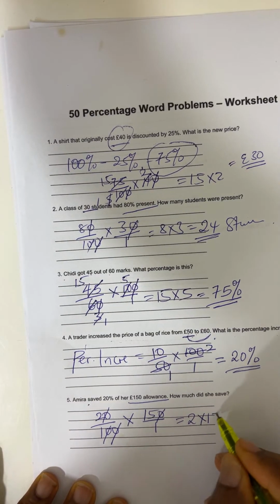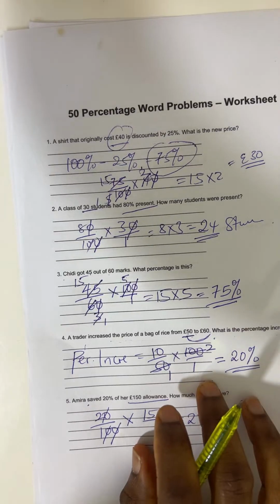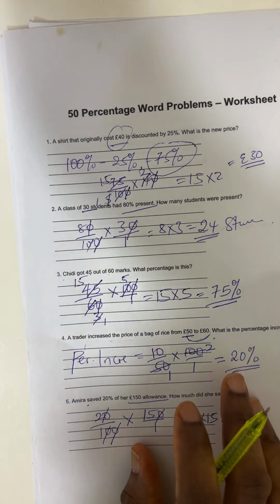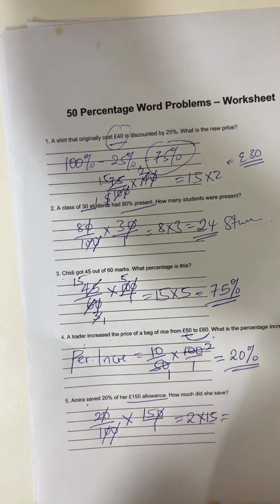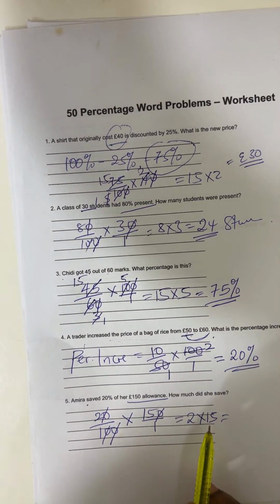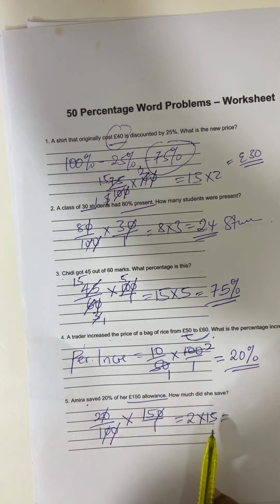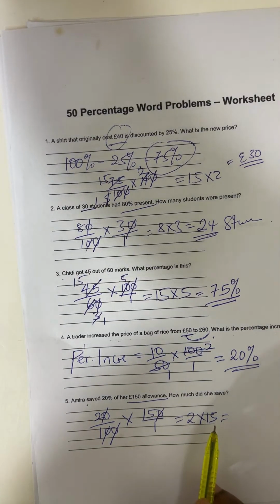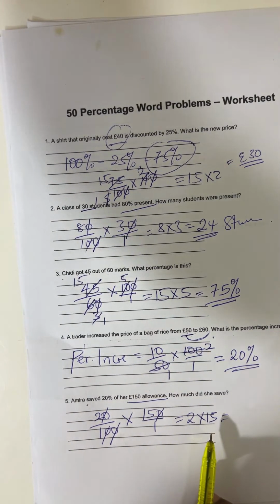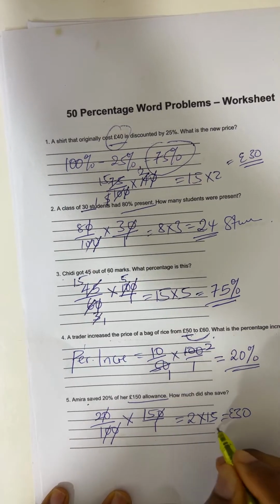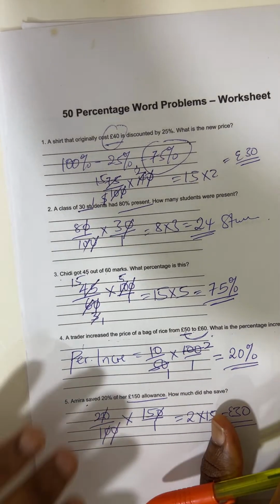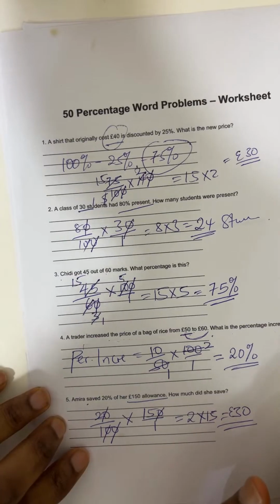2 times 15. So what's the value for 2 times 15? 2 times 15 is what, guys? 2 times 15 is 30. Thank you. 30. So she actually saved 30 pounds from her allowance. Okay? 30 pounds was saved.